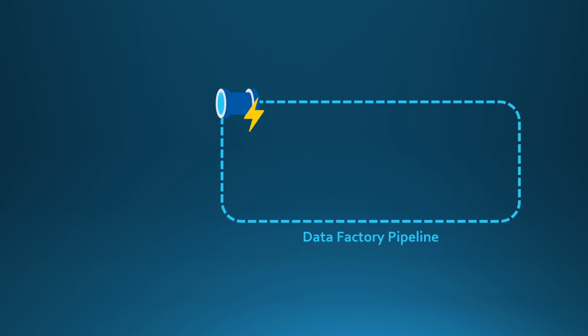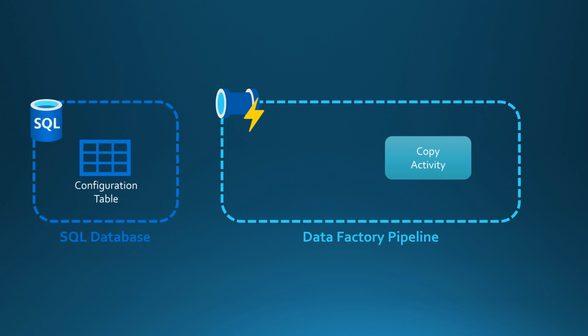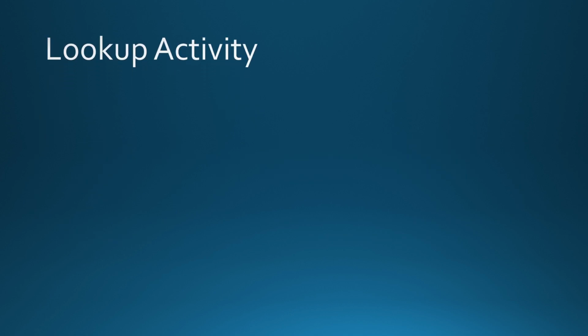Let's imagine a situation that we have a Data Factory pipeline and in that pipeline we have a copy activity. Then we have a SQL database and in that database we have a configuration table, and we would like to use the contents of this configuration table to instruct our copy activity to copy some data. How would we do this? Of course, we can use the lookup activity in the Data Factory and fetch the contents of that configuration table and have them available in our pipeline for our copy activity to use. Now let's take a closer look at how the lookup activity works in the Data Factory.